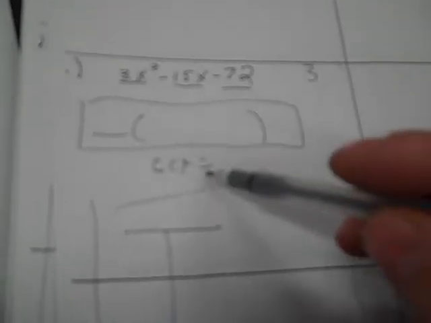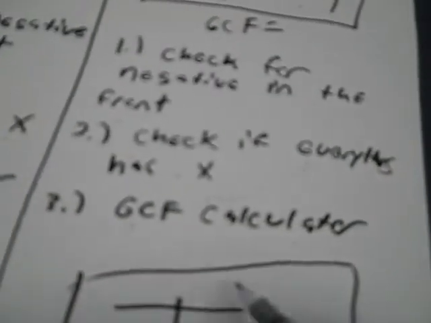GCF and table. So GCF, again, remember how you do it, you figure out a GCF. 3 terms. Check for the negative in front, it's not there. Check if everything has x, you got x to the second, x to the first, but not an x there, so you can't put x. GCF of 3, 15, and 72. Okay, I got 3.